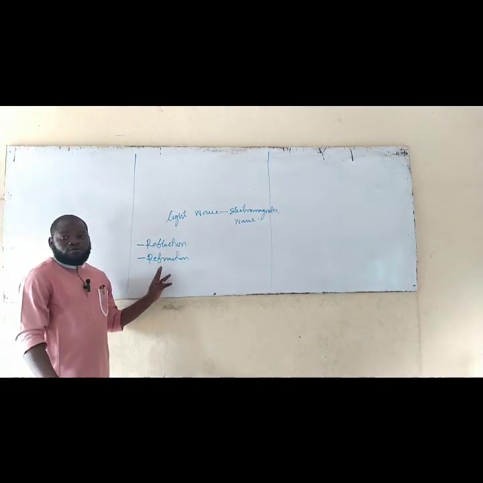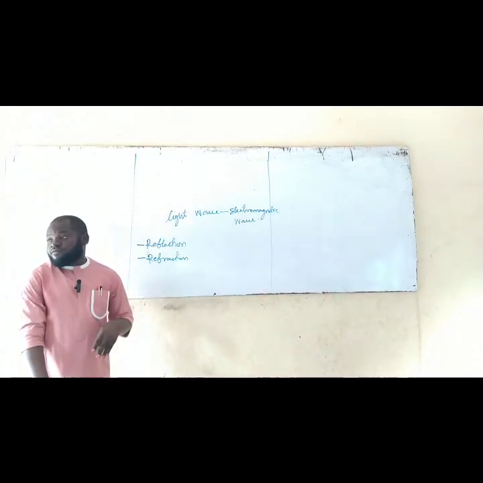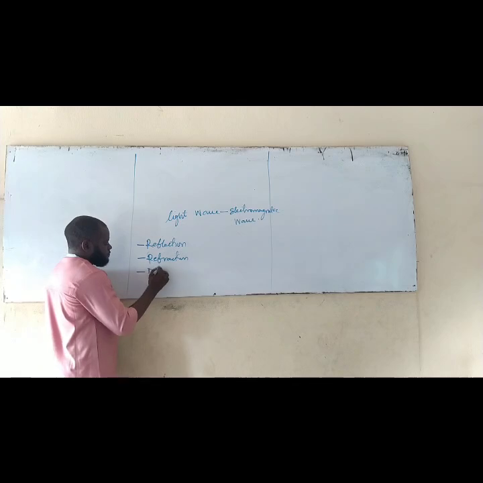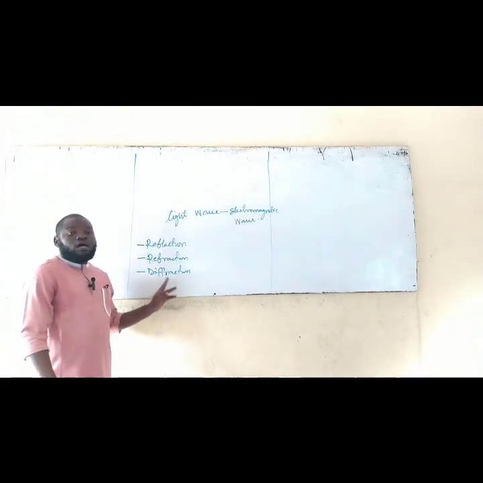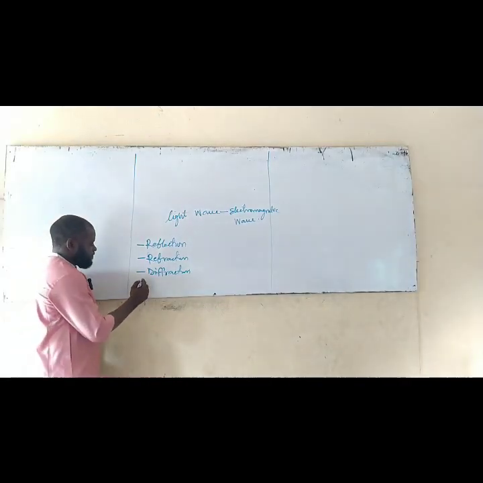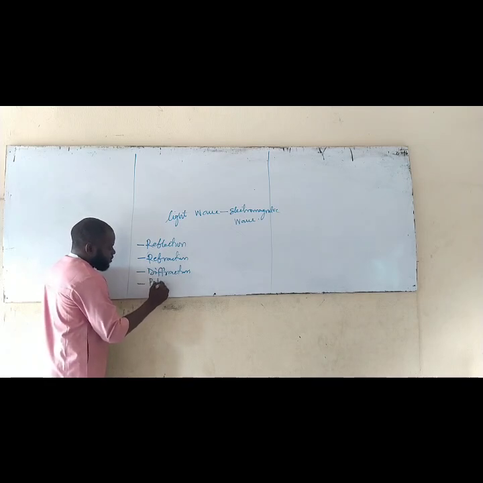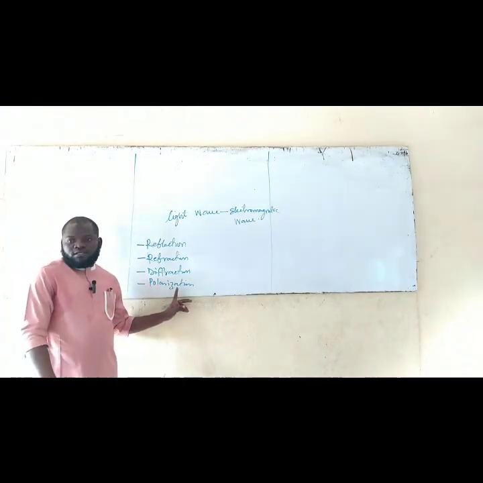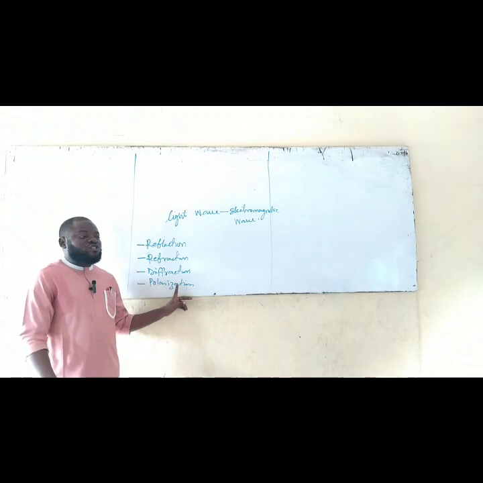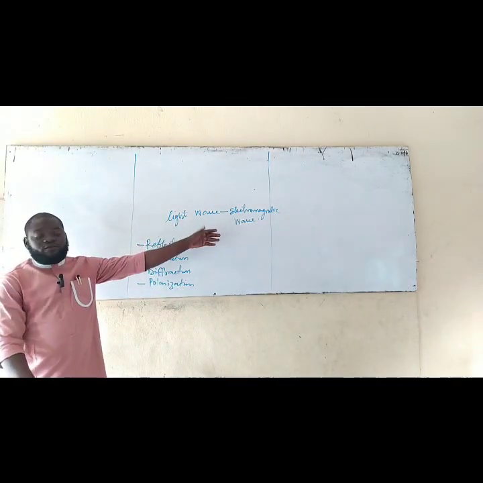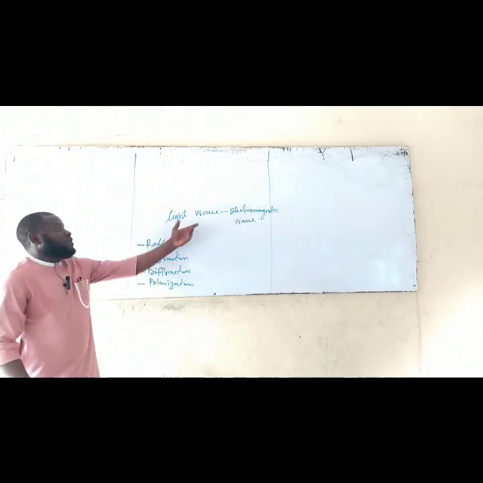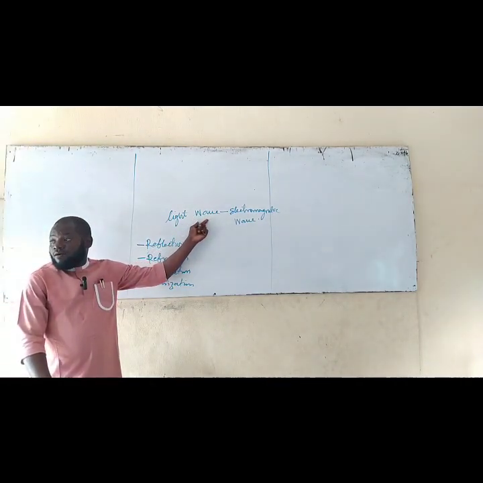All waves can also refract, either longitudinal or transverse. Then diffraction. All waves can diffract, either longitudinal or transverse. Then we have polarization. All waves cannot be polarized. Are we together now? Only transverse waves can be polarized. Am I making sense now? So since light wave is an example of a transverse wave, definitely all these four properties are what light can exhibit. Are you getting it now?